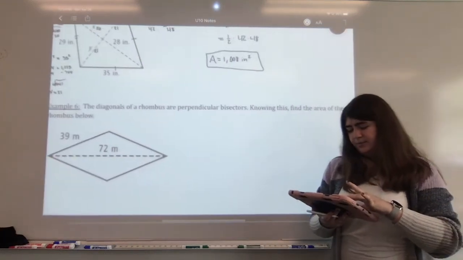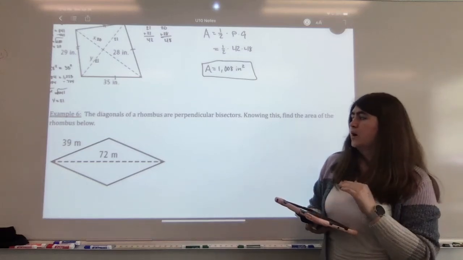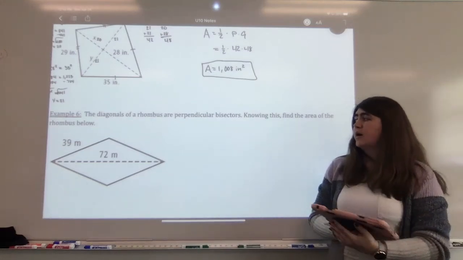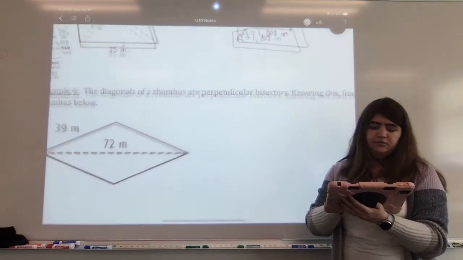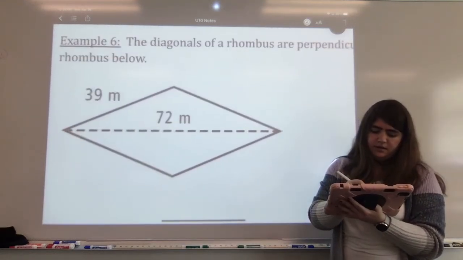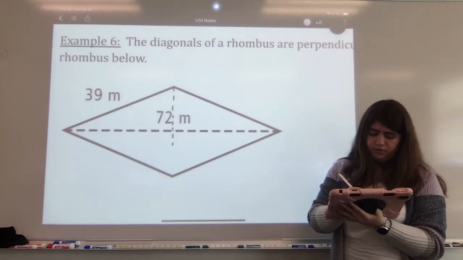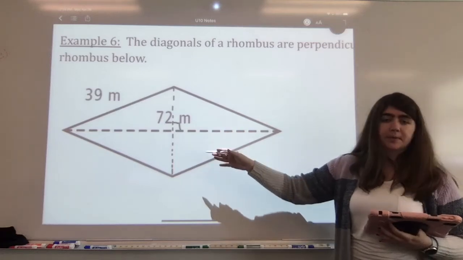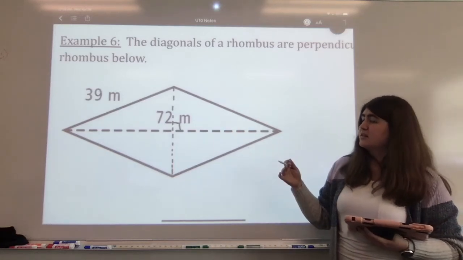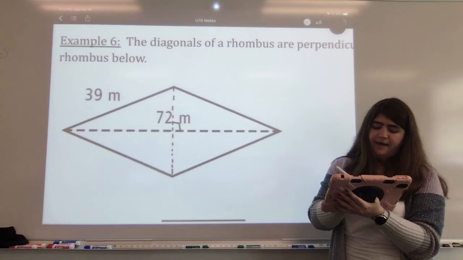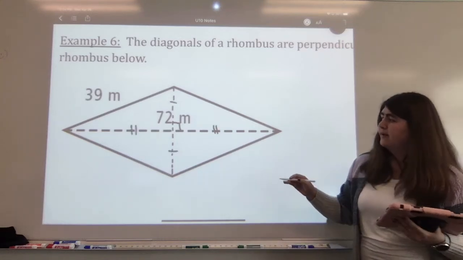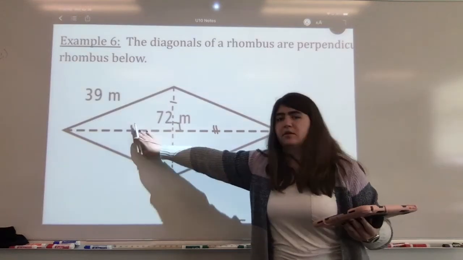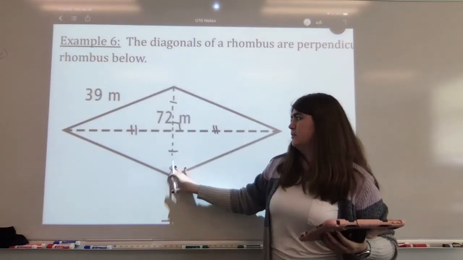Now, if we look at example 6, we are working with a rhombus, and it says that the diagonals of a rhombus are perpendicular bisectors. So one of them is not drawn in there. We need to draw the other in. So that's going to come right through here, and that's creating these 90-degree angles because they're perpendicular bisectors. And because it says they are bisectors, that means that our halves are going to be congruent as well. So whatever this is, this will be that same value. Whatever this is, that will be the same value.